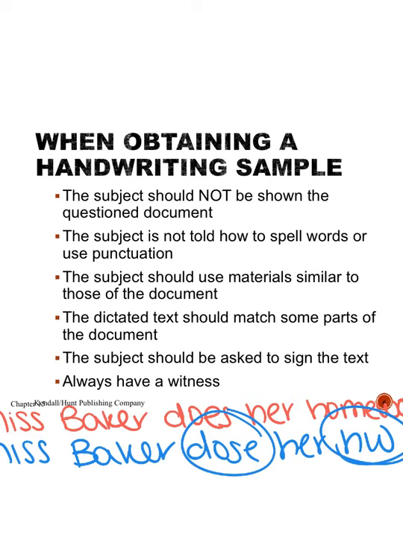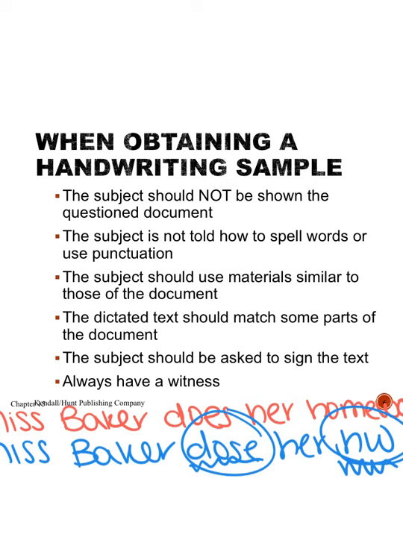I want to make sure I use materials similar to those of the original document. So if it was originally written in pencil, I do not want to write it in ink. If it was on a lined piece of paper versus on a blank computer piece of paper, I want to make sure I'm using, again, the same type of paper. I want to ask them to write certain words. Those certain words might be like does, because I know it's going to be spelled wrong. Maybe it's homework, because I'm going to abbreviate it as HW. So those specific words will allow for me to write it.